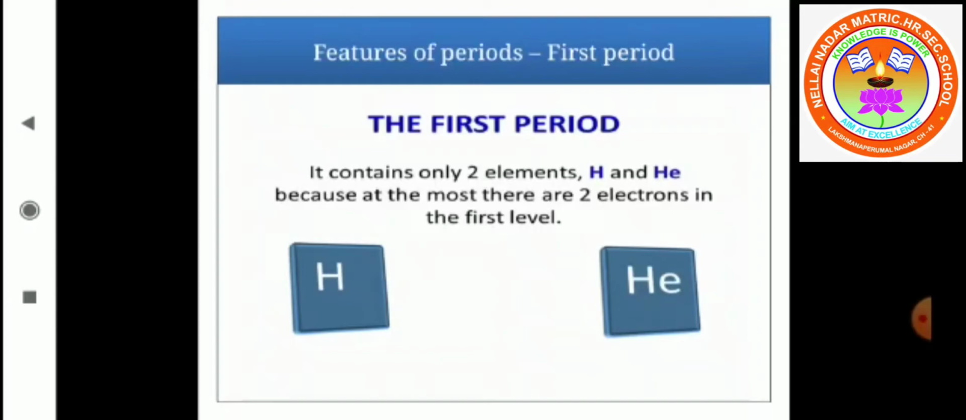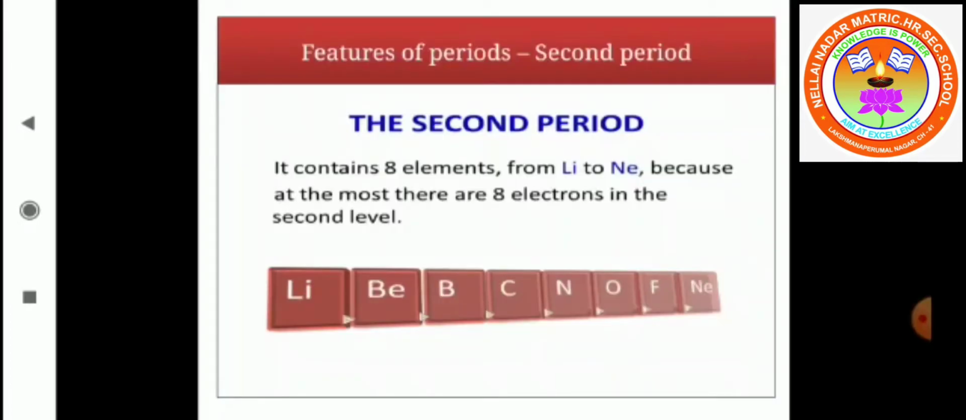The first period of the modern periodic table consists of only 2 elements, and this is the shortest period of the modern periodic table. The first element starts with atomic number 1, and the last element of the first period is helium. Its atomic number is 2. Okay, children. So only 2 elements are there in the first period.